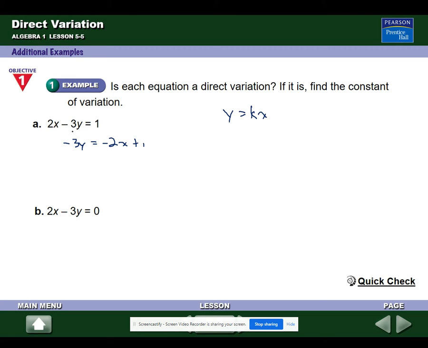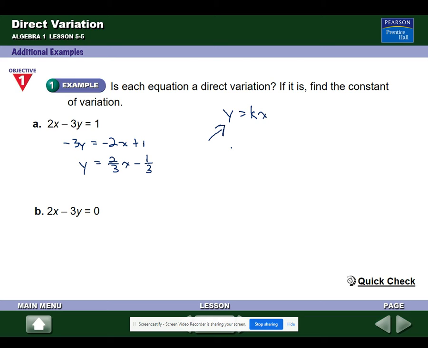Keep the negative on the 3, right? You subtracted 2x, now this is -2x, and then this is still 1. If I divide by -3, you're going to have -2x divided by -3, which would be positive 2/3 x, and then 1 divided by -3 would be like saying -1/3. Now that is not in this form here. That's not in y equals kx form because it does not have a y-intercept of 0.